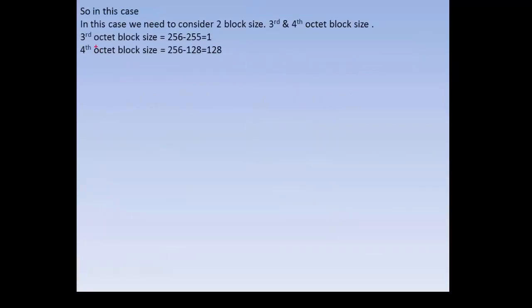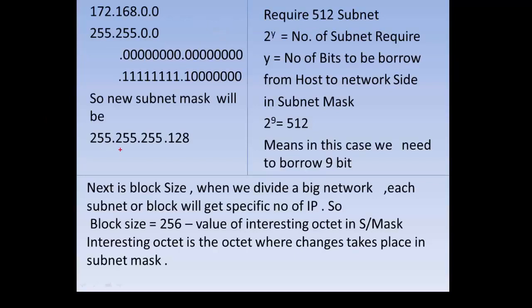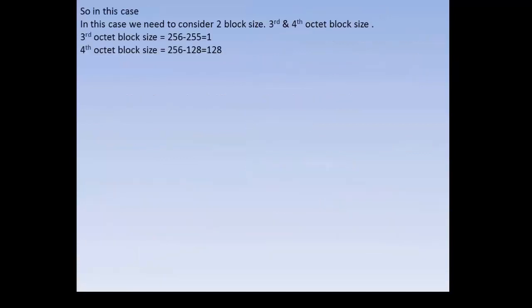Third octet block size: 256 minus 255, that will be 1. In the third octet the value is 255, and in the fourth octet the value is 128. So 256 minus 255, the third octet block size is 1, and 256 minus 128, the block size for the fourth octet will be 128.